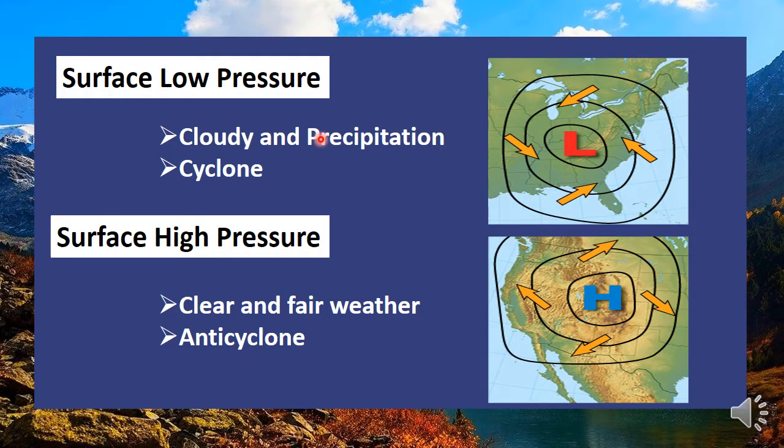In interpreting the surface weather map, we must keep in mind that with surface low pressure, we have cloudy weather, precipitation, and cyclonic flows that tend to move in a counterclockwise direction. On the other hand, with surface high pressure, we experience clear and fair weather conditions and anticyclonic flows that tend to move in a clockwise direction in the northern hemisphere.